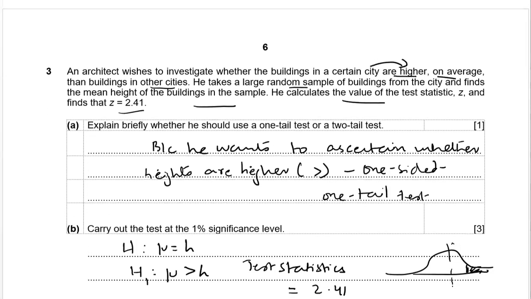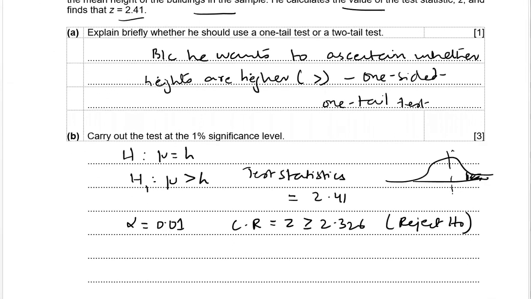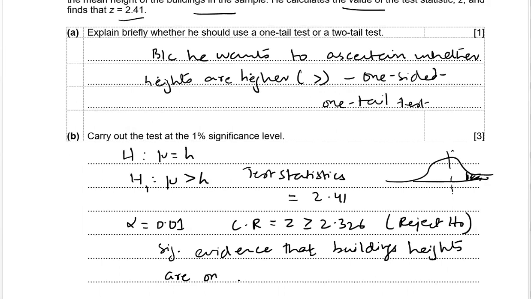This is given to us, right? 2.41, and the value is from the test statistics 2.326. So we reject H naught. Significant evidence that buildings heights are on a higher side.